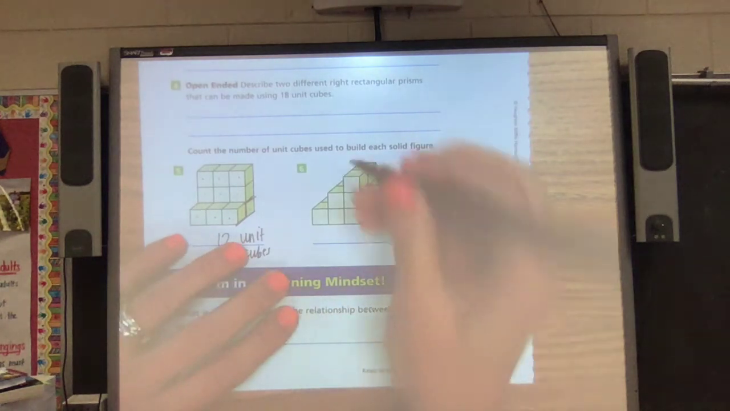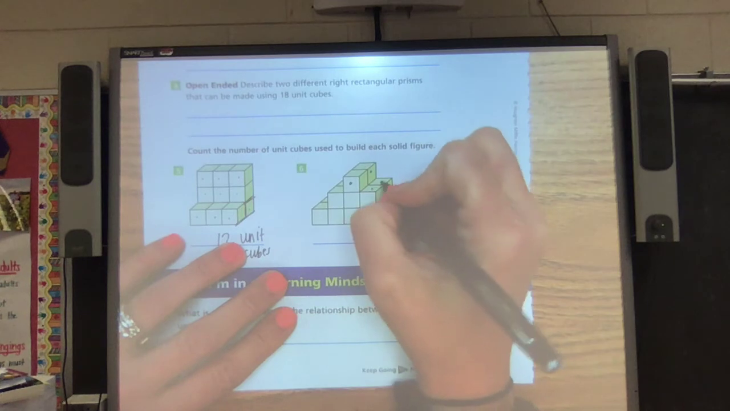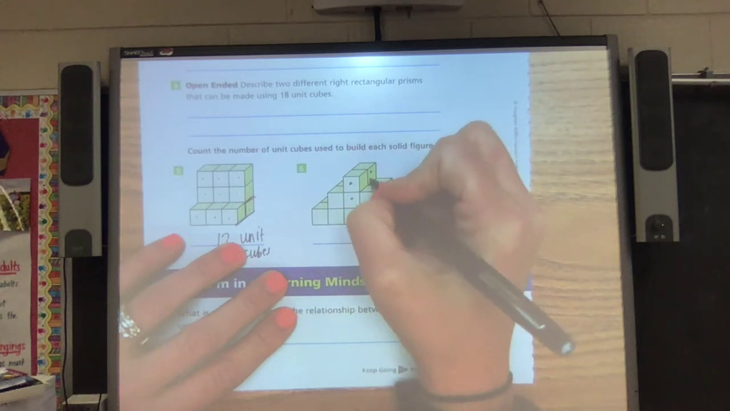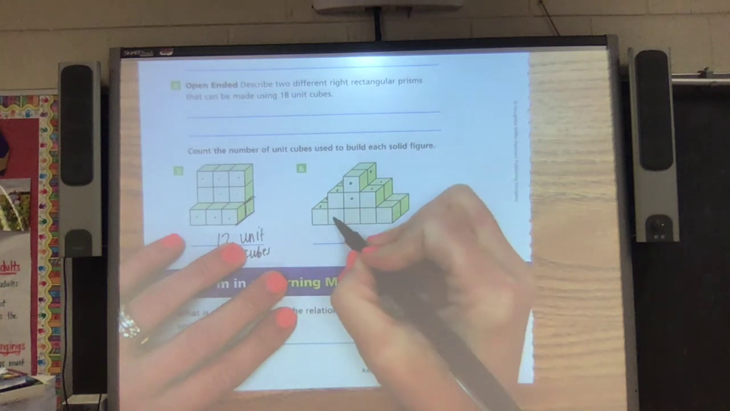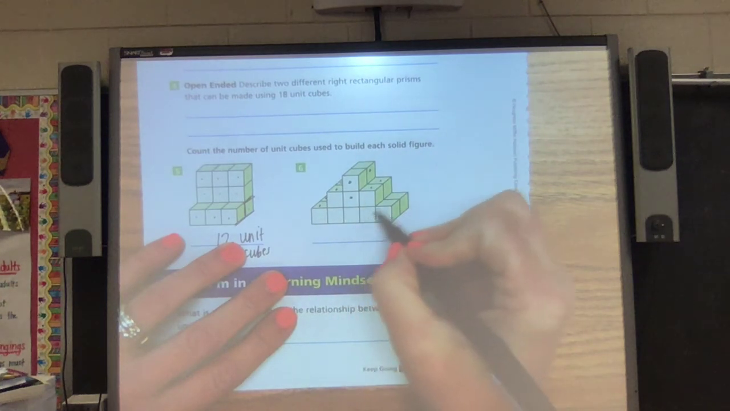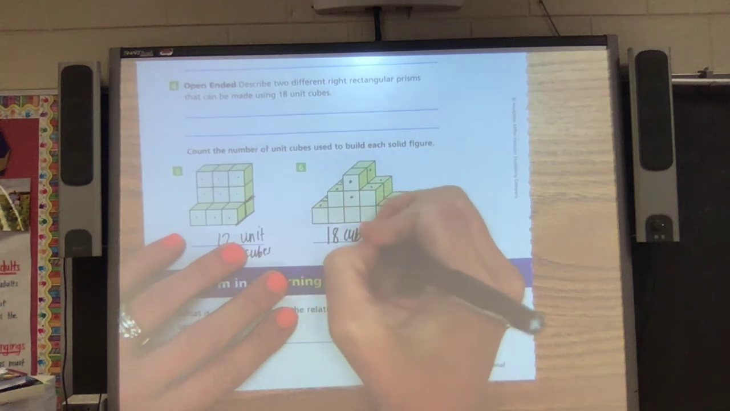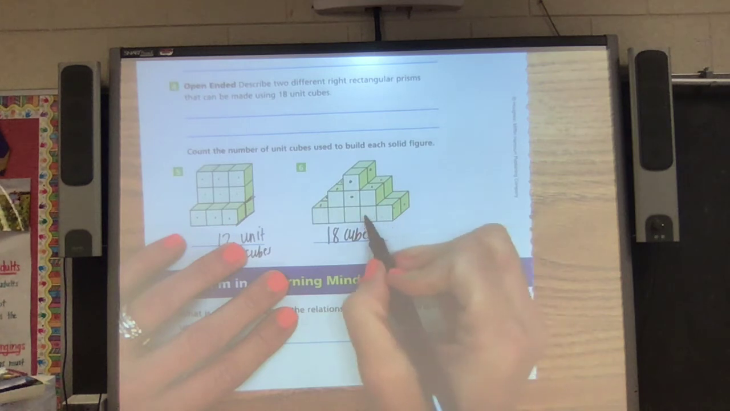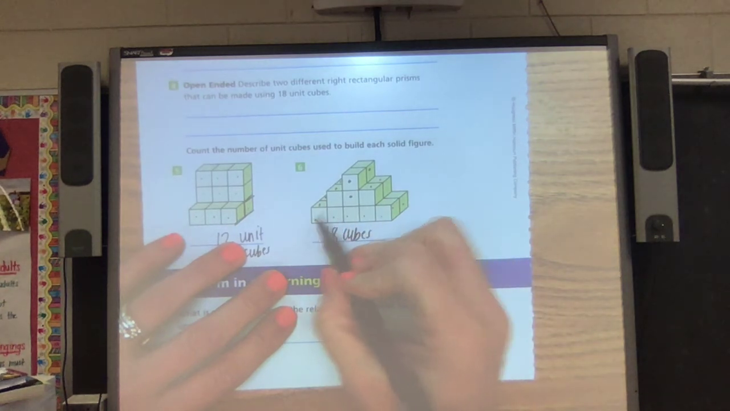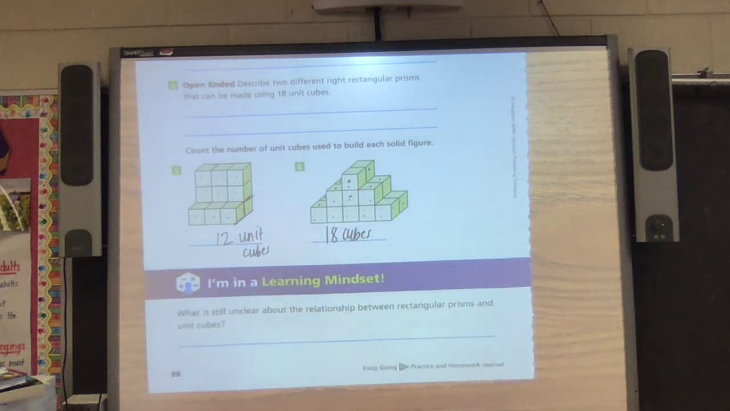I need to do the same thing here. I know I've got 1, 2 on top. I've got 3, 4. I know I've got 5, 6, 7, 8, 9, 10, 11, 12, 13, 14, 15, 16, 17, 18 cubes. This one's a little trickier to see, but you know that you've got 2 wide. So 2, 4, 6, 8, 10, 11, 12, 13, 14, 15, 16, 17, 18.